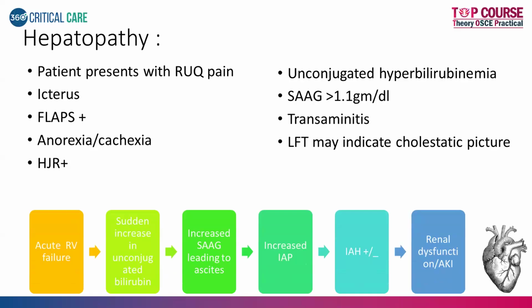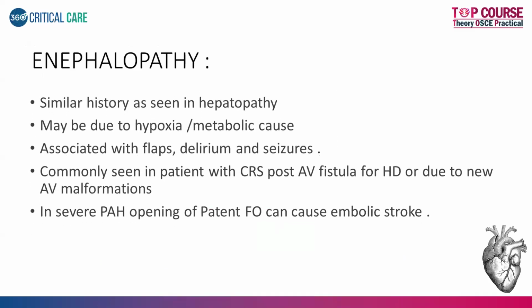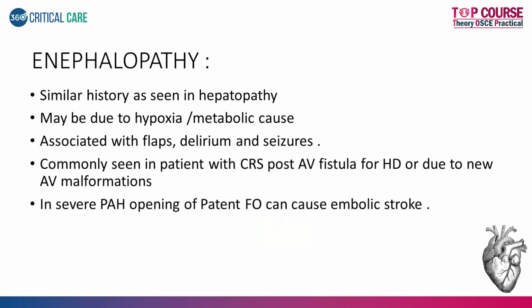Ascites, if not checked on time, can lead to increased intra-abdominal pressure, can lead to intra-abdominal hypertension, can lead to renal dysfunction. So usually hepatopathy and nephropathy go hand in hand, as seen with any chronic liver disease states. Encephalopathy is majorly because of hypoxia and metabolic causes, can be associated with asterixis, delirium, and seizures in worst case scenarios, and can be seen in patients with cardiorenal syndromes, usually post an AV fistula, or when the patient has been initiated on hemodialysis.